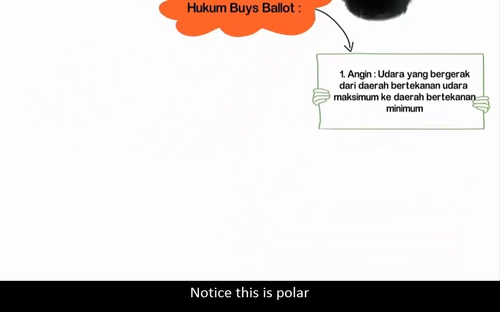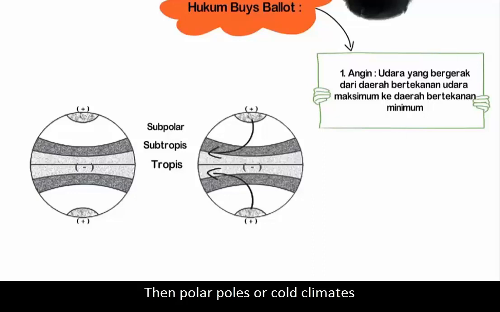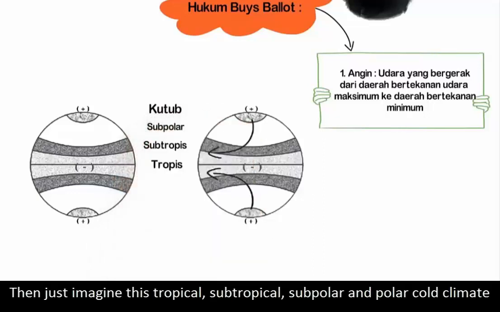Notice this is polar. It's a hot, tropical climate. Then it's subtropical, half hot. Then subpolar, it is half cold. Then polar, the poles, or cold climates. Then just imagine this tropical, subtropical, subpolar and polar cold climate.